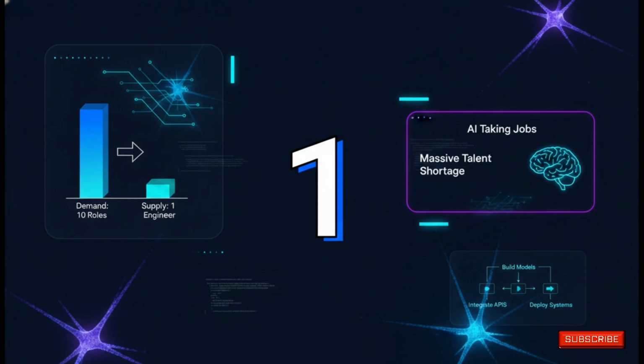Get this, according to recent reports, for every 10 open generative AI roles, there is only one qualified engineer available. Seriously, let that sink in for a second. We hear all this chatter about AI taking jobs, but the reality on the ground in the tech sector is a massive talent shortage. Companies are desperately hunting for hybrid experts, people who can build models, integrate APIs, and actually deploy these systems at scale. This gap between supply and demand, it's a massive, golden opportunity if you're willing to put in the focus.